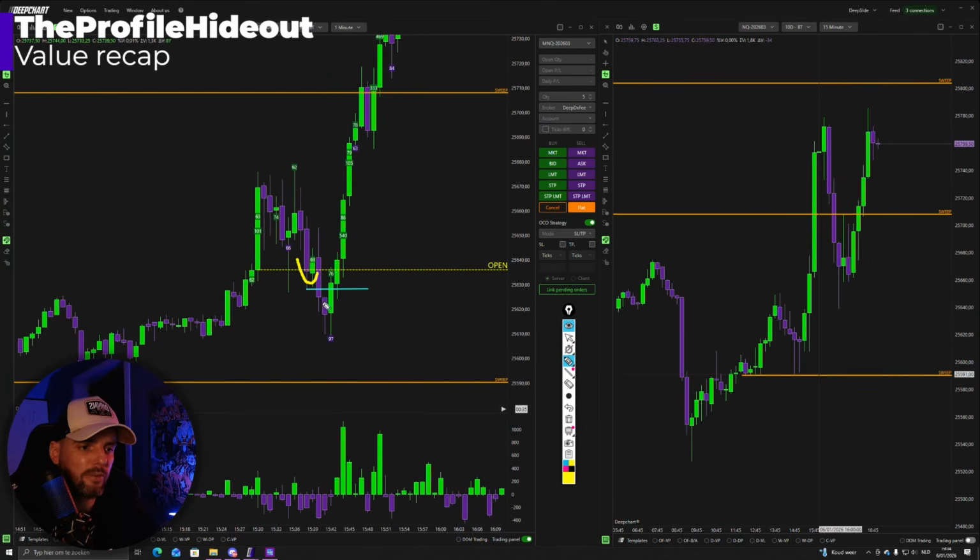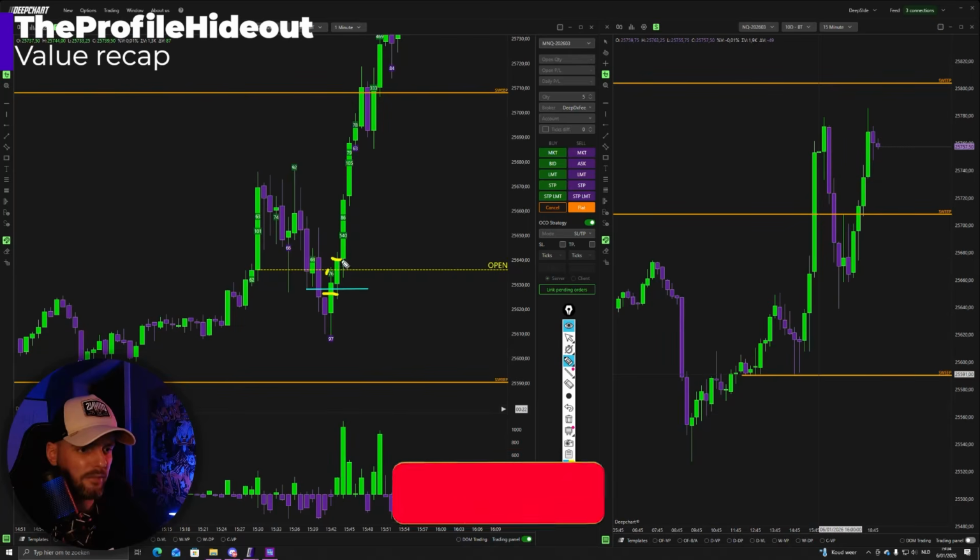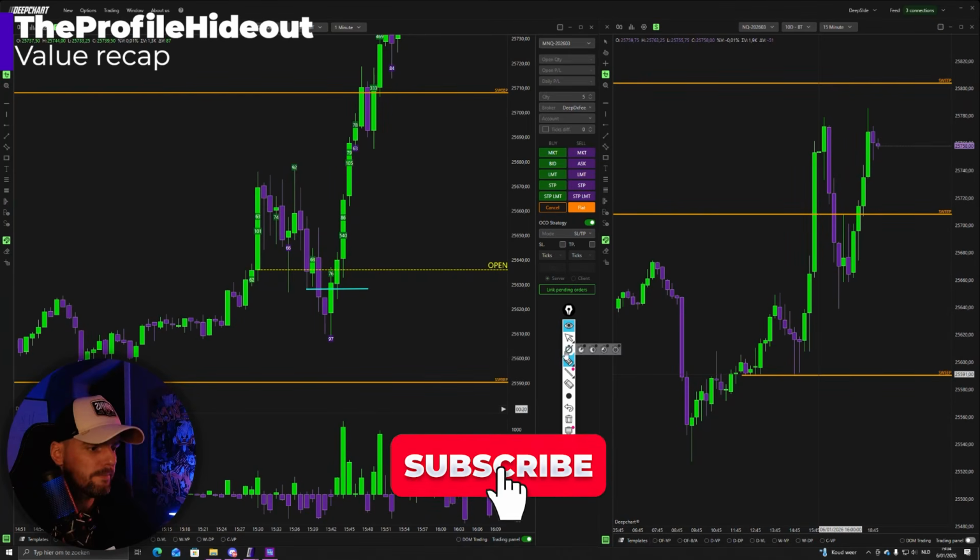I see some structure, price sweeps that structure, and then the buyers step in here. We see the confirmation candle. We swept the level here internally. Beautiful immediate rebalance, buyers step in, confirmation. This is where I went long.